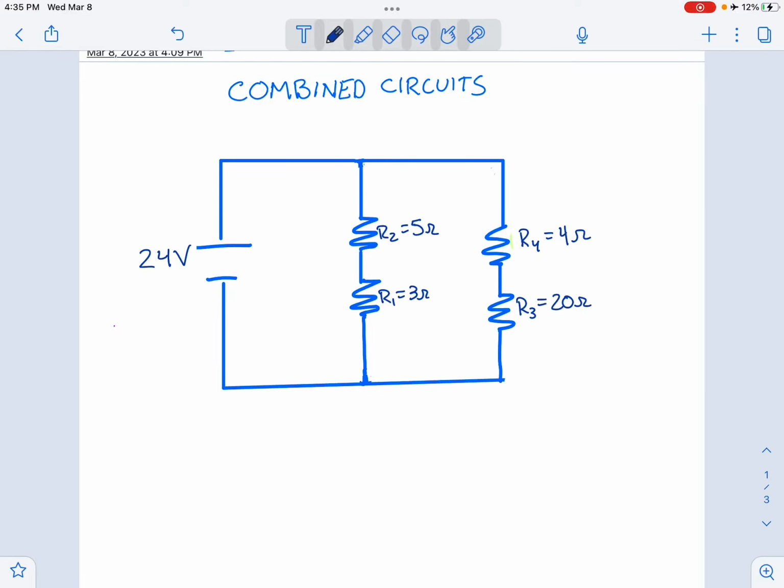Okay, so here we are again. I made another example for you. So go ahead and pause this video and try to solve this on your own. You're going to try to solve for RT, IT, and then you're going to need to go into the legs and do that. And just see if you can solve all the different things: V1, I1, V2, I2, V3, I3, V4, I4. See if you can solve all those things.